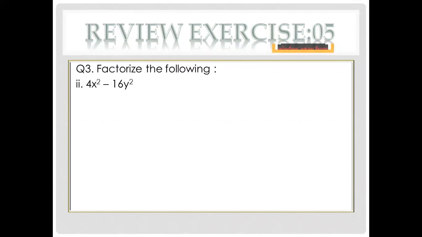Now come to the review exercise. In the review exercise, you know that all the questions, all the parts are included. There are three questions. Question 1 is MCQs, question 2 is about blanks, and question 3 covers all the methods that we have done from 5.1 till 5.4. All the mixed questions are given to you in question 3.